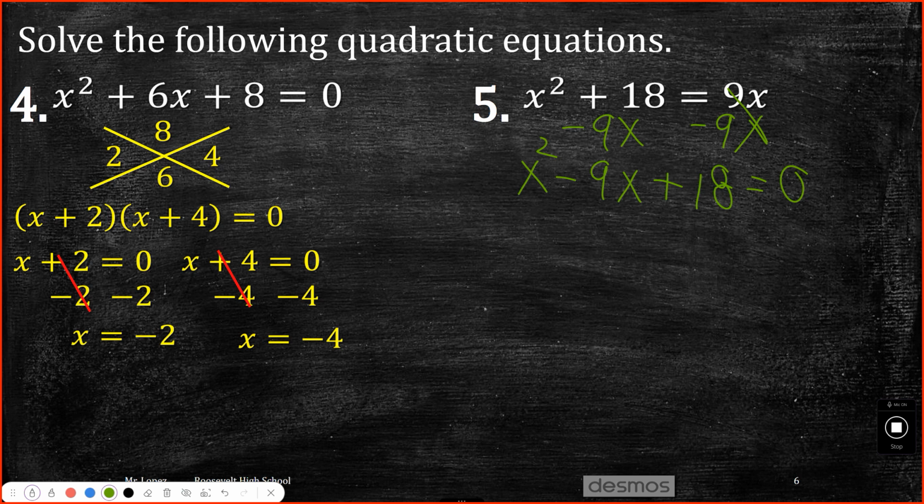And then we do this x here. What goes at the bottom of the x? Negative 9. What goes on top? 18. So what are the two numbers? Negative 6, negative 3? Yes? Negative 6, negative 3?